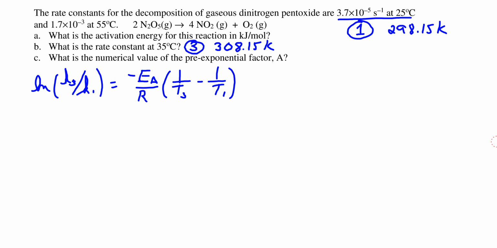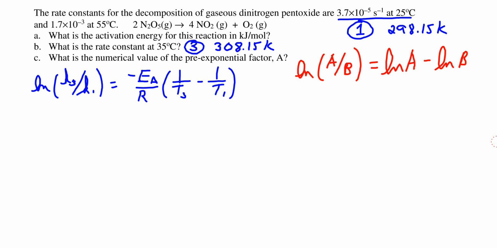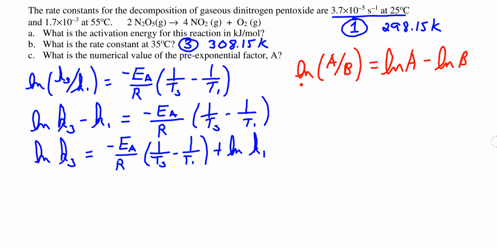For part B, we're calculating the rate constant K at a third temperature. We'll call this condition 3. 35 degrees C is equivalent to 308.15 K. And we will be solving for K3, the rate constant at 308.15 K.